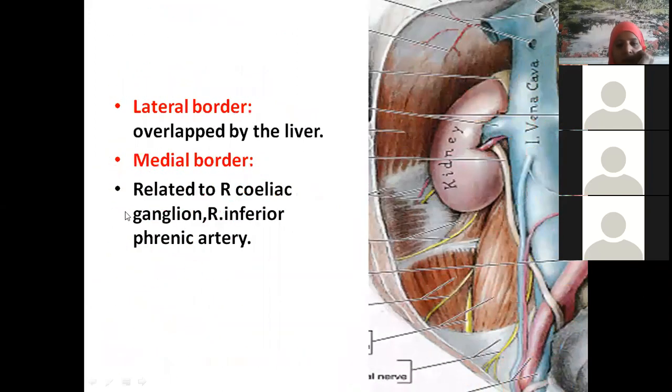Okay. Now, coming to this lateral border, it is again overlapped by the liver, and medial border, it is related to right celiac ganglion and right inferior phrenic artery. Lokesh, right inferior phrenic artery is a branch of which artery?